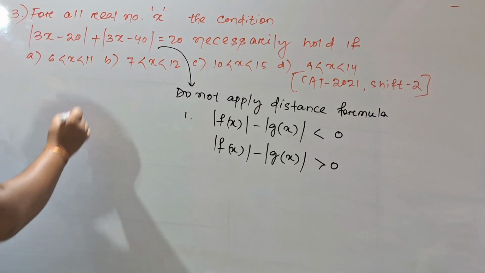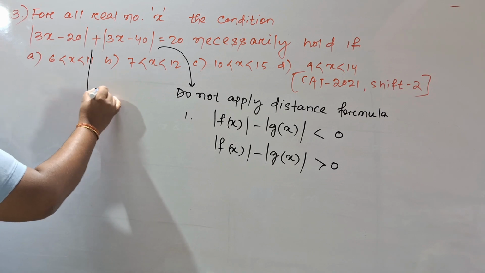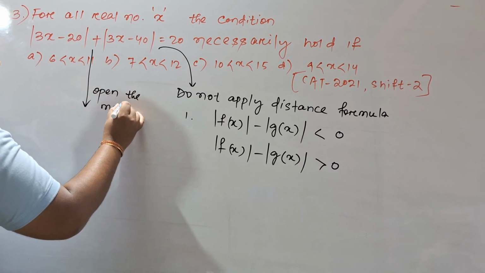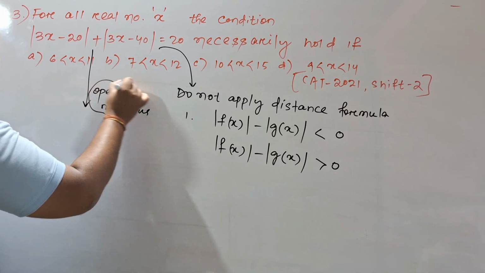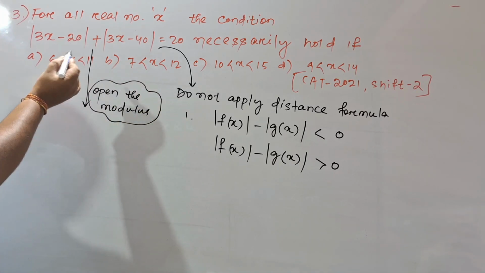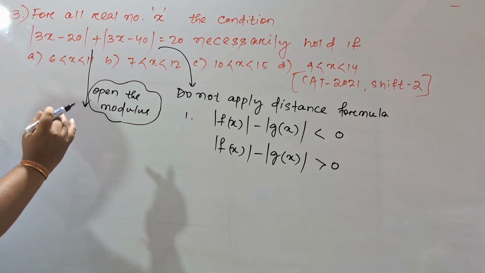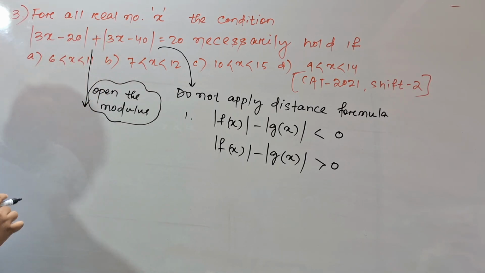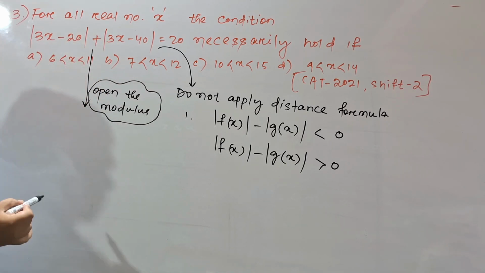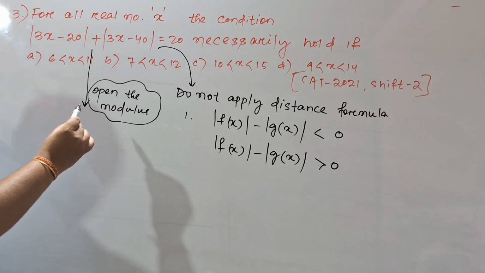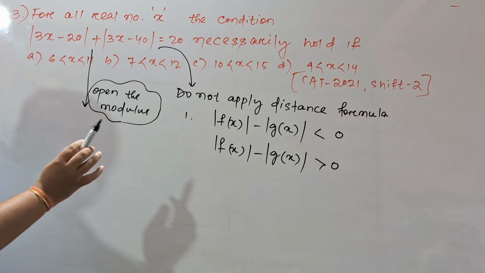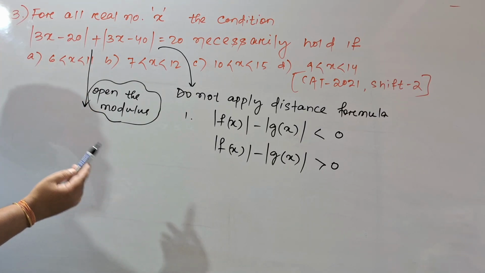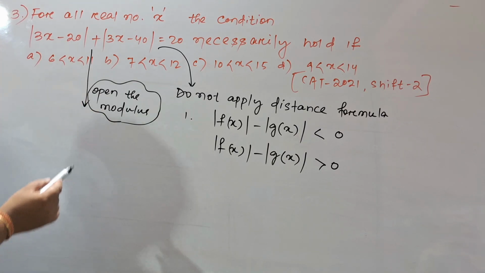How to solve? Now open the modulus. And how to open this modulus? You know, first you write the critical point. If this equation is in standard form, meaning the coefficient of x is positive, then on the right side of the critical point, the mod opens with a positive sign, and on the left hand side, the mod opens with a negative sign. First you write the two critical points.